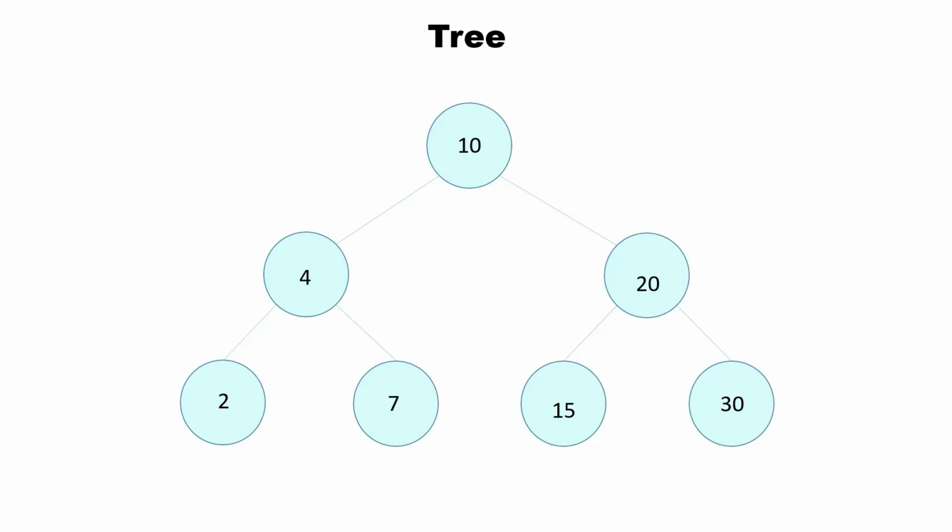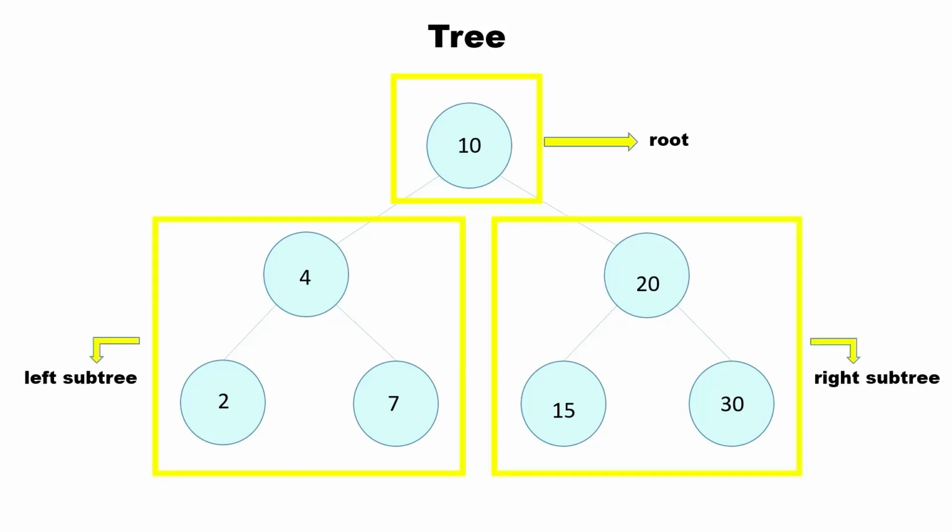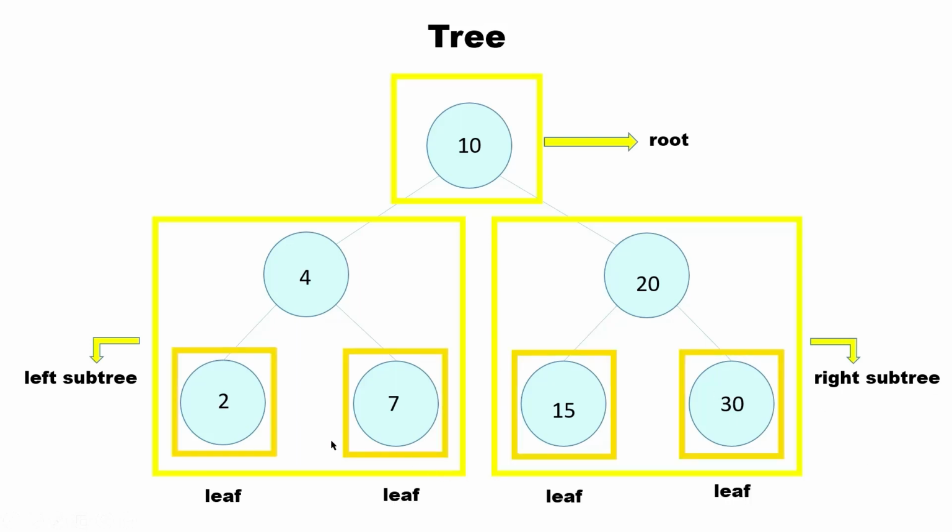Here in the following example, 10 is the root as it has no parent. 4 and 20 are the children of 10. This part is the left subtree, as it's on the left side, and this part is the right subtree, as it's on the right side. 2, 7, 15 and 30 are the leaf nodes as they have no children.